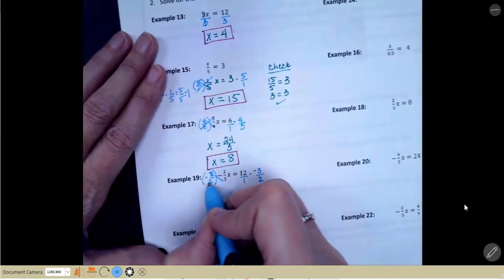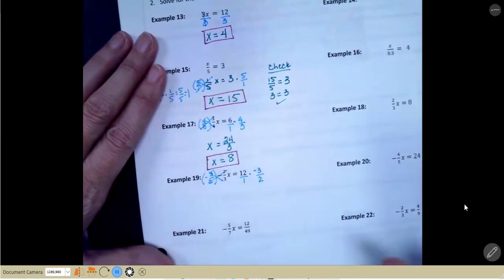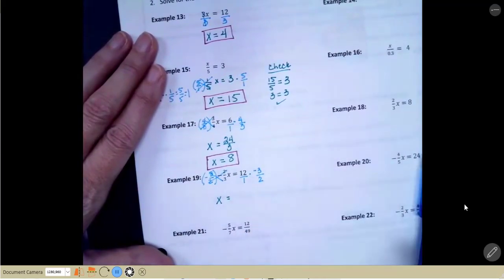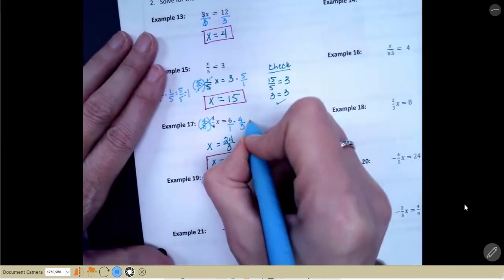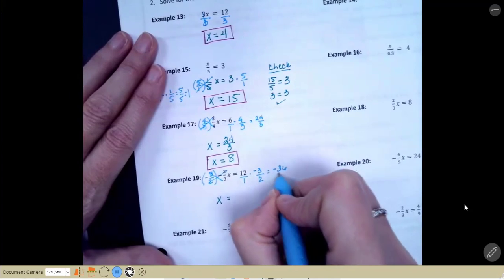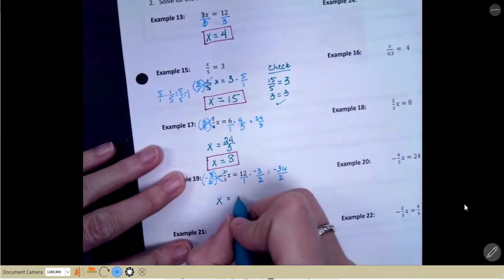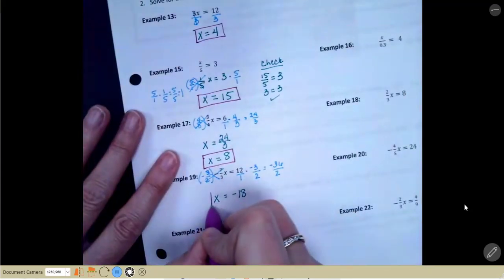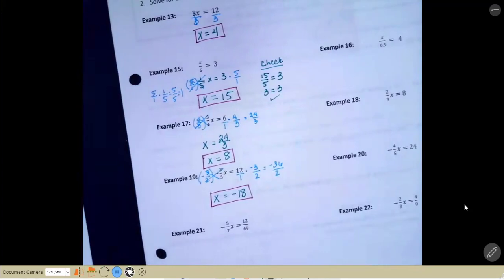Okay, these cancel out and become a positive 1x or just x. And then when I solve this over here, and I should have done that up here too, 24/3, I get a negative 36 over 2. What's 36 divided by 2? Negative 18. So my answer here would be negative 18. Okay. One more before you do the right column on your own.